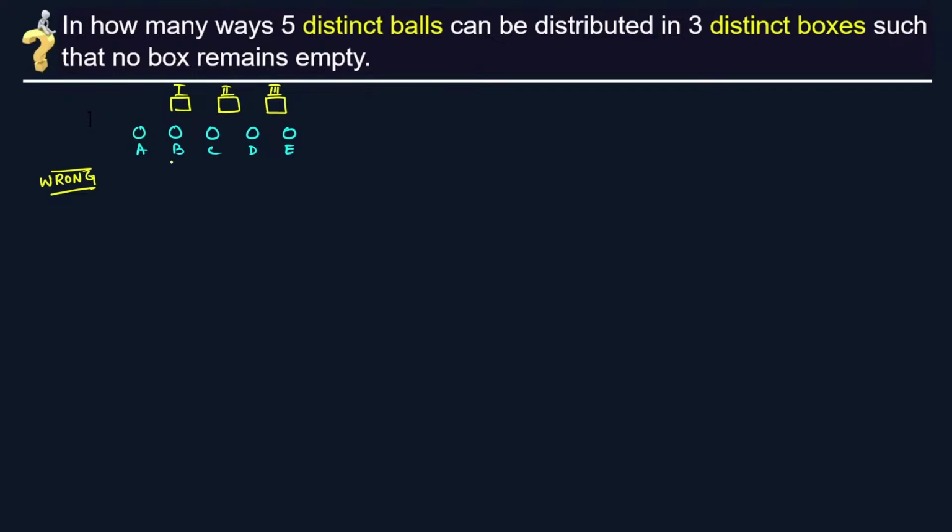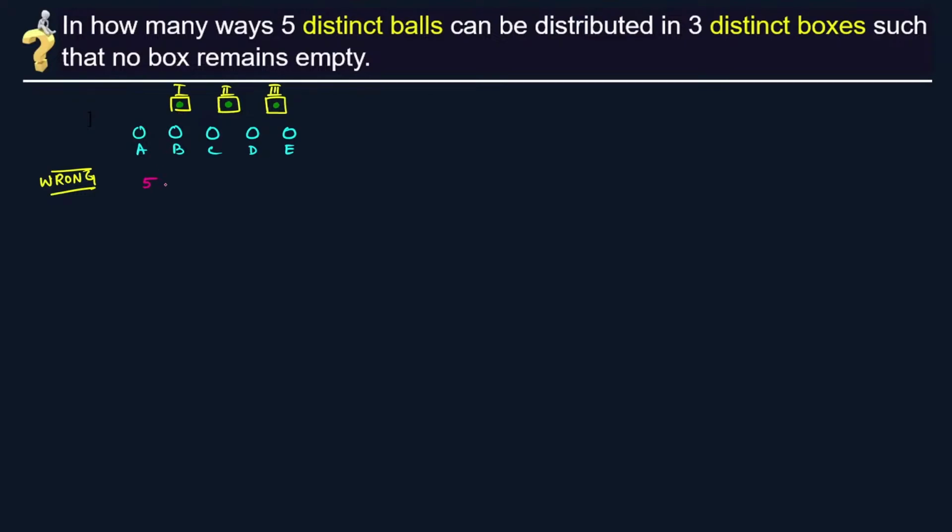So let me first do one thing. Let us fill 1 ball each in the first box, in the second box, and in the third box. So the first box can be filled in how many different ways? It can be filled in 5 different ways. Any of these 5 balls can go in box 1.